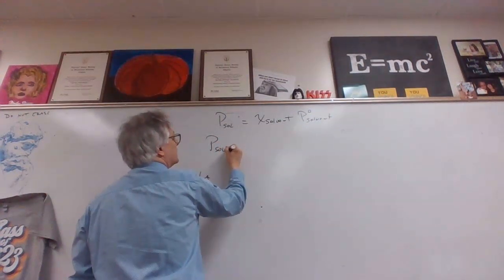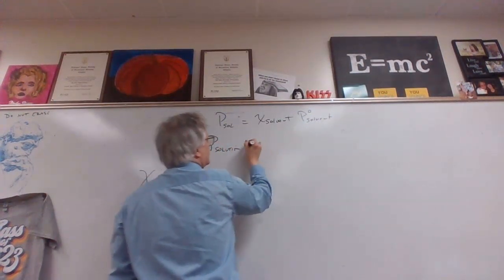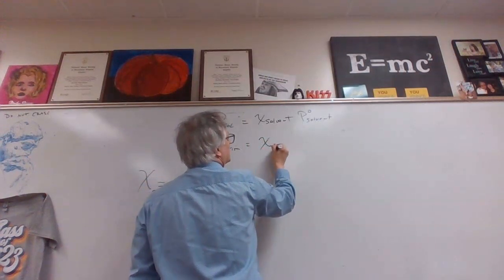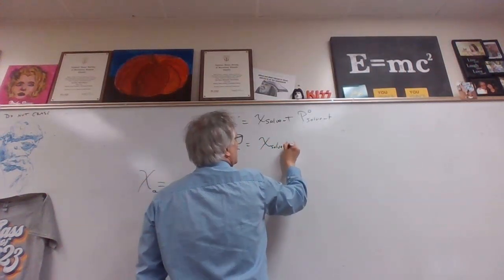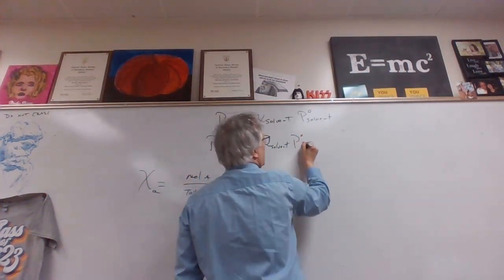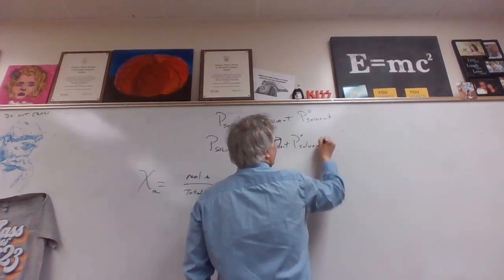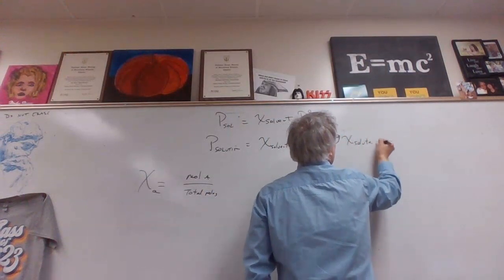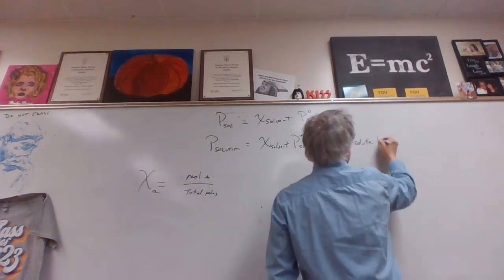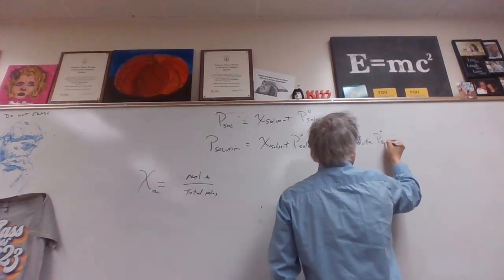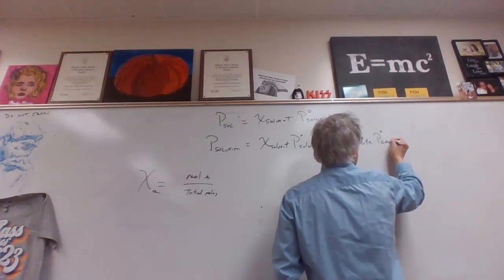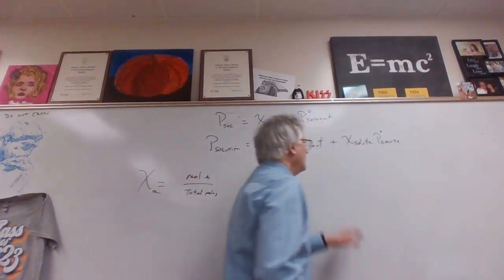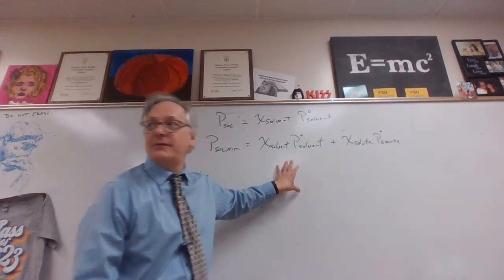P for the solution, I'm going to say, is equal to the mole fraction of the solvent times the pure vapor pressure of the solvent, plus the mole fraction of the solute times the vapor pressure of the pure solute. Now, let me tell you something about this equation.